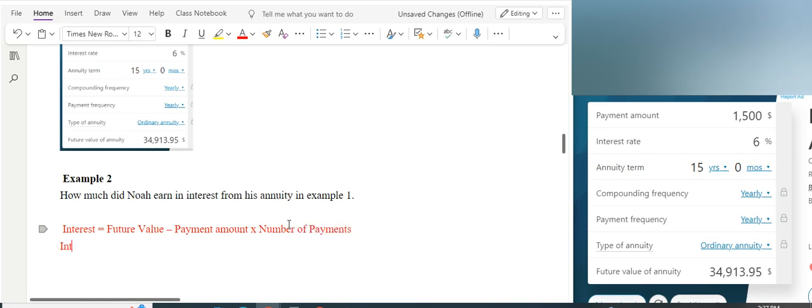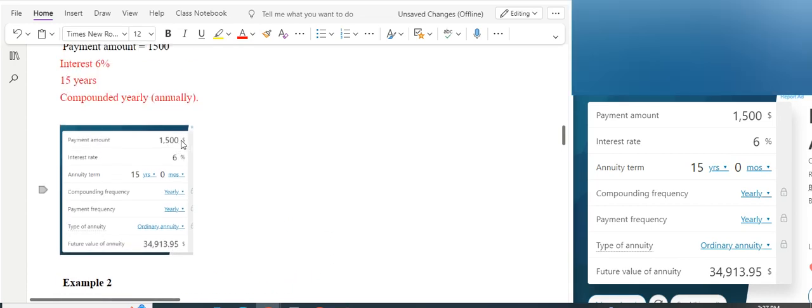So what does this look like? So the interest will be this 913.95 minus the payment amount, which we said was this $1,500.